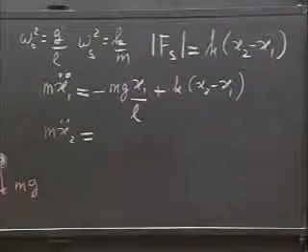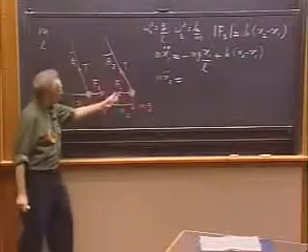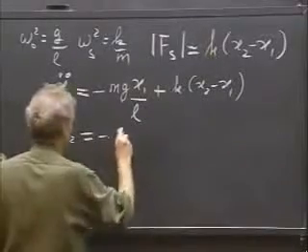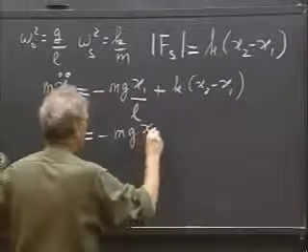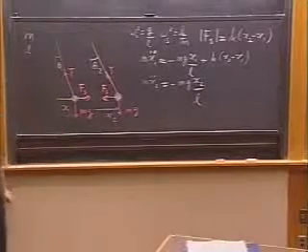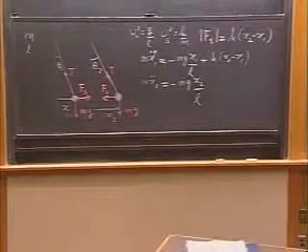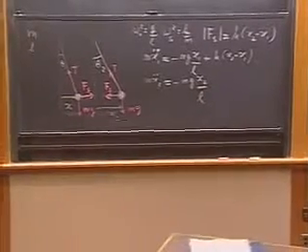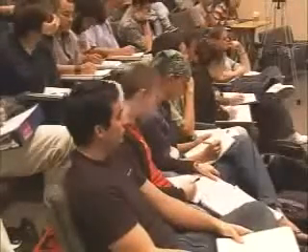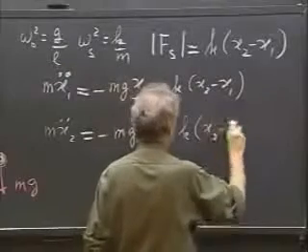And the next one, mx2 double dot, has again the restoring force due to the pendulum, which is minus mg x2 divided by L, because it's the sine of theta 2 now that comes in. And now it has the spring force, which now has a negative sign. And so now we get minus k times x2 minus x1.